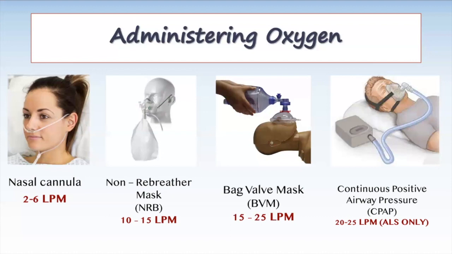The CPAP, again, is only used by ALS. This device helps to keep the airway open and promotes exchange of carbon dioxide for oxygen in the lungs. ALS providers should only use this on patients who are alert and have a pulse oximetry of less than 90%. The ALS provider will set the oxygen flow rate to 20 to 25 liters per minute.